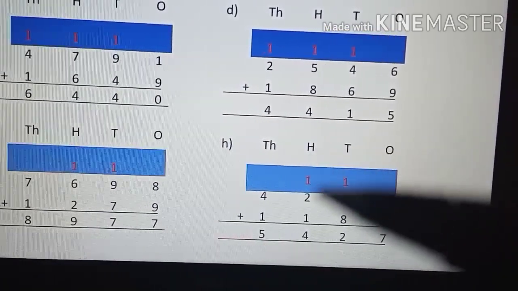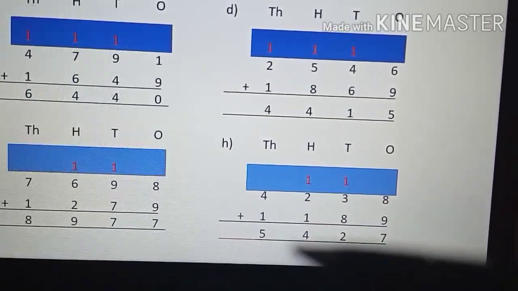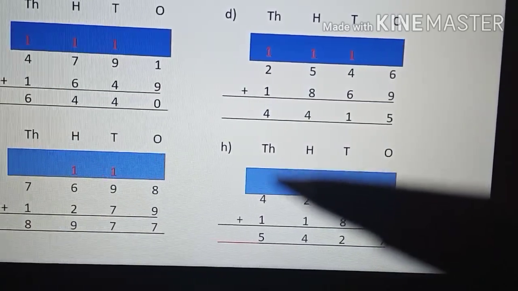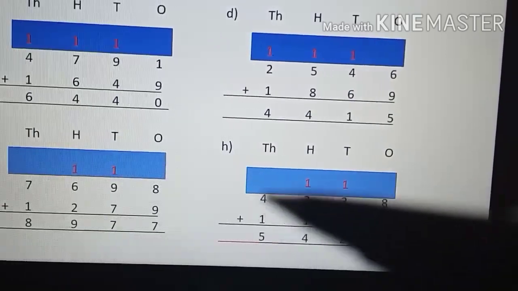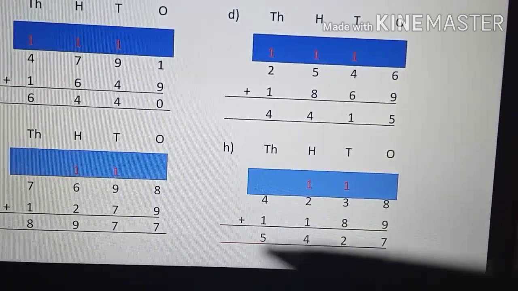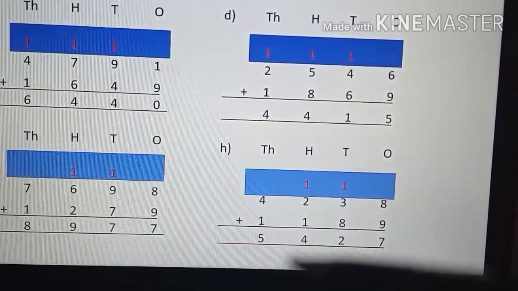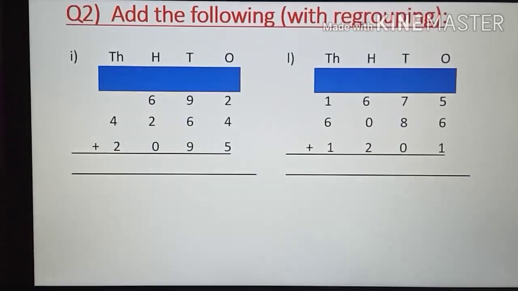Now under the hundreds column we have digits 1 plus 2 plus 1, that is 4. Now 4 is a single digit number. So no carry over under the thousands column now. You add now only 4 and 1. So 4 plus 1 is 5. So our sum is 5427.